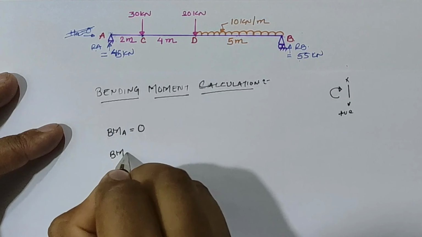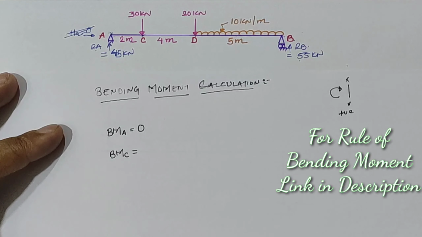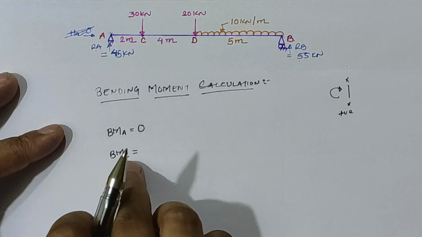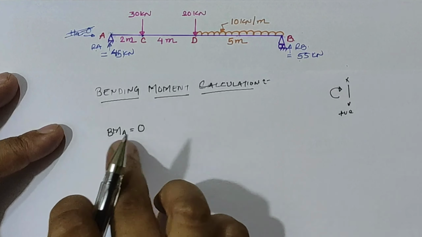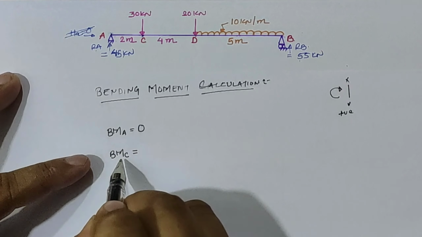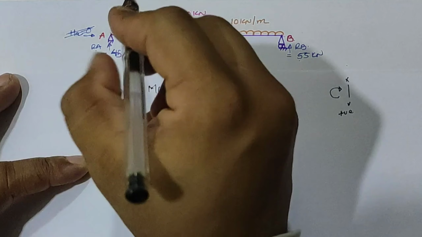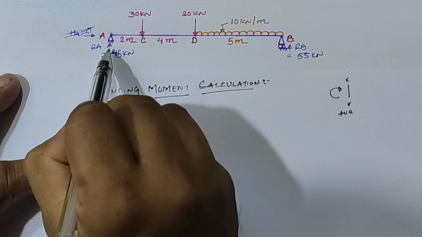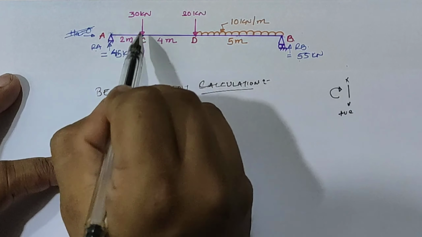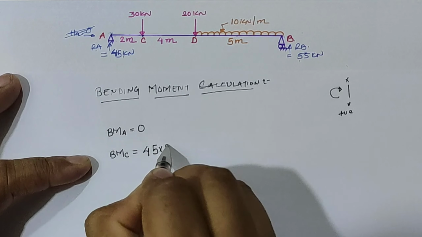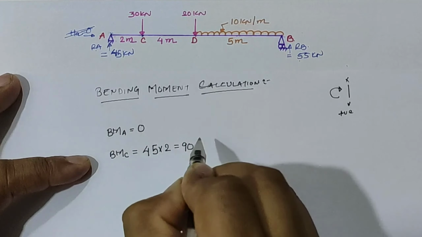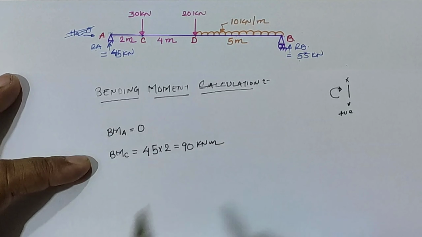according to the bending moment rule there isn't any change due to the presence of a point load at a particular location, so we do not have to calculate the extreme left value, we are directly calculating the point value. So the bending moment at point C at the left hand side, the value is 45 and the distance is 2 and the moment is clockwise, hence our value is 45 into 2, which is 90 kilonewton meter.